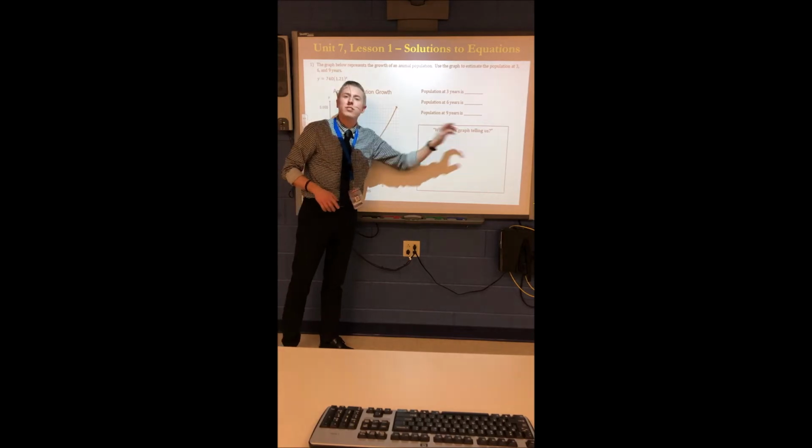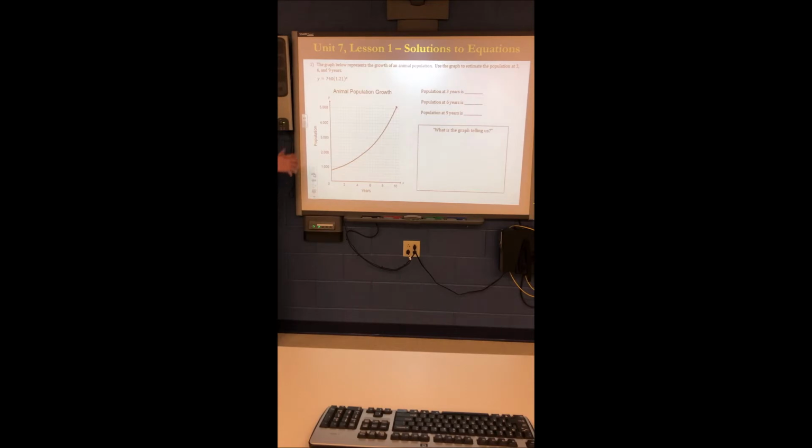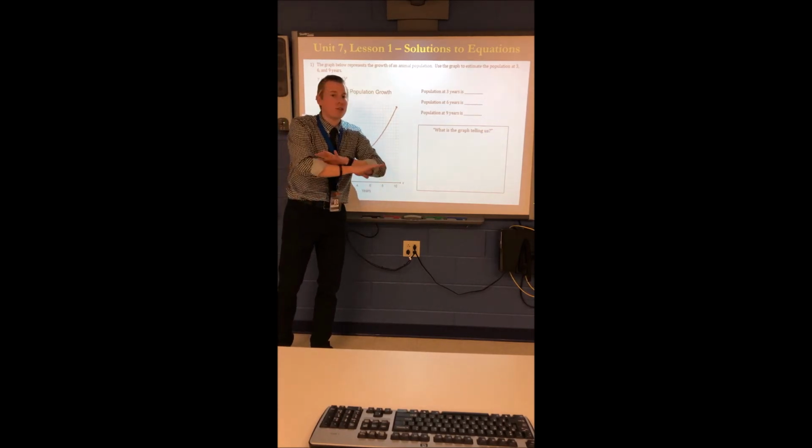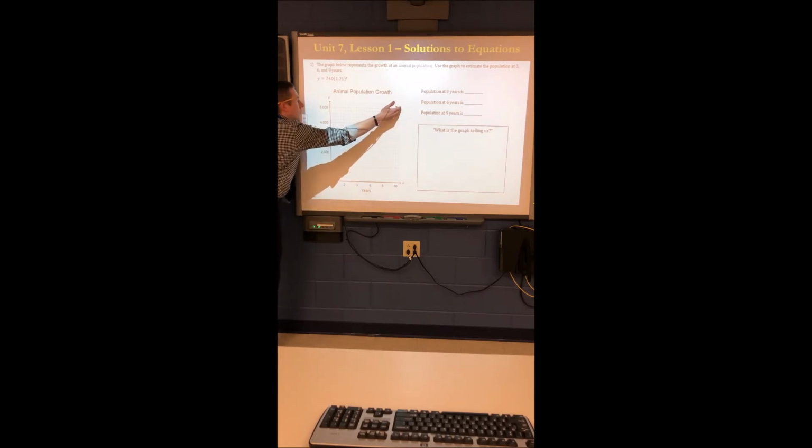Now what's the graph telling us? This is the most important thing. Procedure done and over with. We know how to substitute. We understand the idea of satisfying the line. What is the graph telling us? The graph is telling us that over time, the population increases. That just makes sense. Notice how it does not increase constantly. This is not a constantly increasing function. It's not linear. It's something else. You will figure that out later. But over time, the population is increasing.